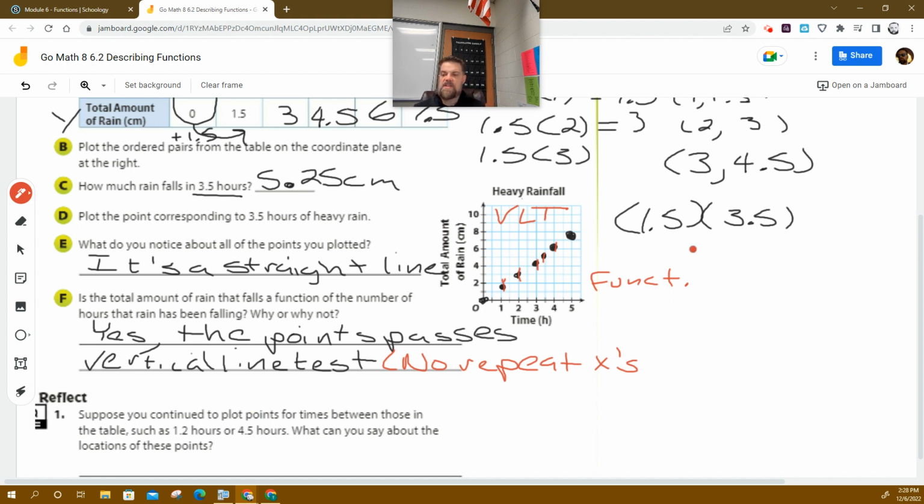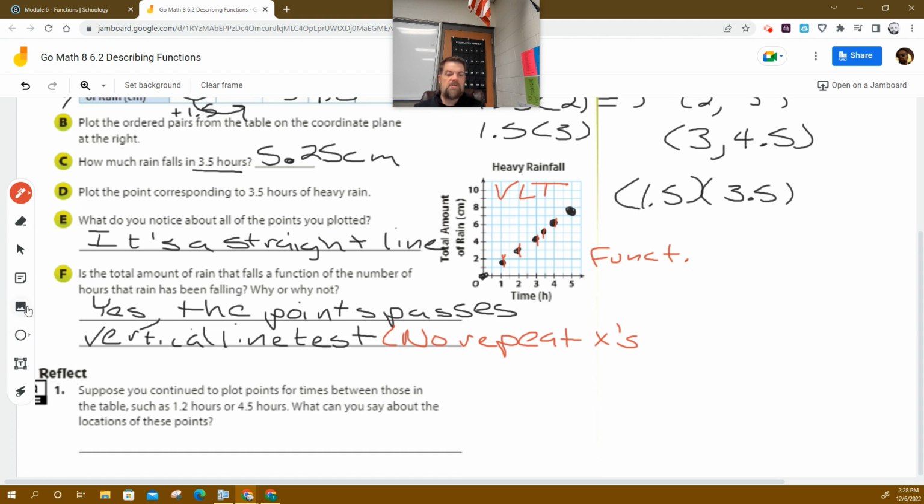So the reflection then for this is, suppose you continue to plot the points for times between those in the table, 1.2 hours, 4.5 hours. What would you say about these locations? It will be in between the other points. Yeah, or you could say they would be on the line, right? So if I were to connect the dots, those points would fall on this line. Does that make sense? Yep. Okay. I'll leave that up there so you guys can finish.